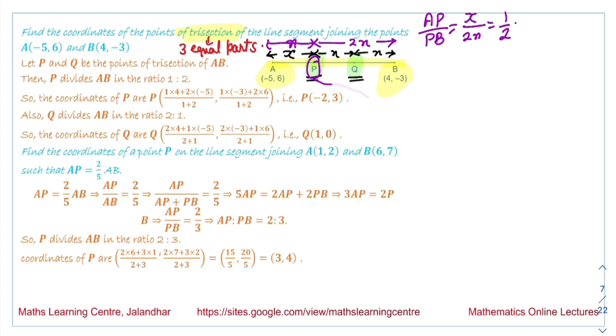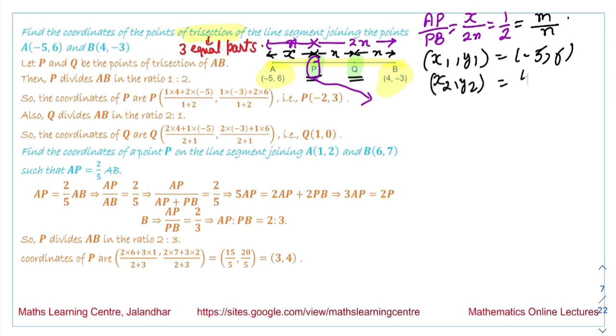So the coordinates of the point P will be, we are saying this is the value of M and this is the value of N. Coordinates, the points x1, y1 we have, it is minus 5, 6, and x2, y2 is 4, minus 3. So substituting these values in the formula, we get that the coordinates of the point P are minus 2 and 3.